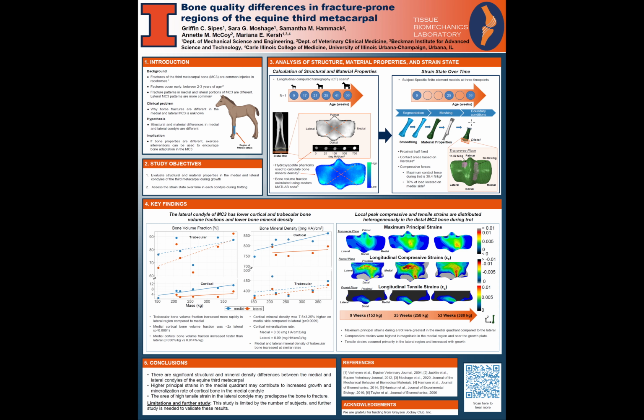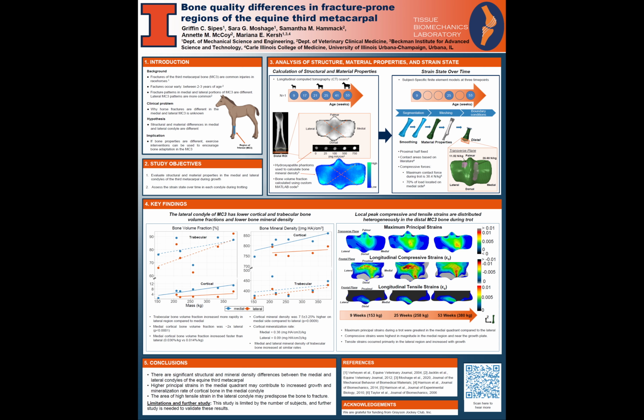For each of the models, our boundary condition was to have the proximal half of the bone fixed, since we are only concerned about the distalmost portion of the bone. We assigned contact areas based on literature, of 1 small contact area on the lateral side and 1 larger one on the medial side. Compressive loads were also assigned based on literature. The MC3 has a maximum contact force during a trot of 38.4 newtons per kilogram, and 70% of the load is located on the medial side.